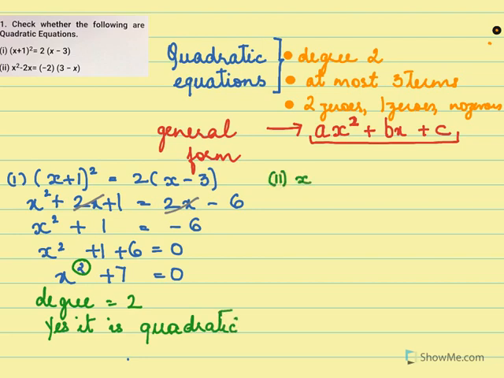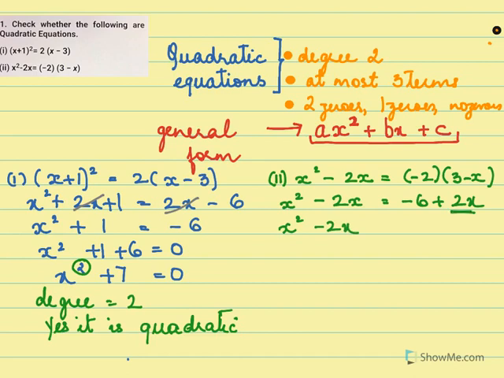Now for the second one, you have x square minus 2x equal to minus 2 times 3 minus x. Is it quadratic? Let us solve it. X square minus 2x, I now open the bracket, minus 6 minus minus plus 2x. I bring all the terms together, 2x. Now remember this plus 2x, when it goes on the other side will become minus 2x. The minus 6 will become plus 6, equal to 0. So I have x square minus 4x. How did I get 4x? Minus 2x plus 6 equal to 0.